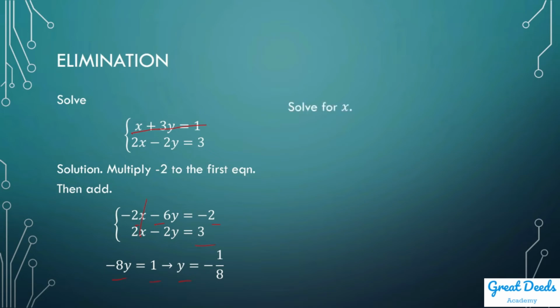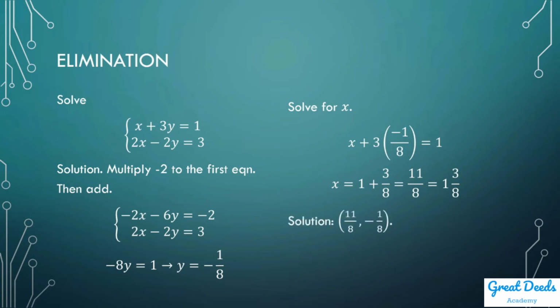What now is the value for x? Let us go to the first equation and solve for x. So x plus 3 times y, y is negative 1 over 8, is equal to 1. Solve for x. x is equal to 1 plus, transposition, 1 plus 3 over 8. That is 11 over 8. And so that is 1 and 3/8. Again, be careful with how you write the solution. It's xy. So the first coordinate must be 11 over 8, and the second coordinate is negative 1 over 8.